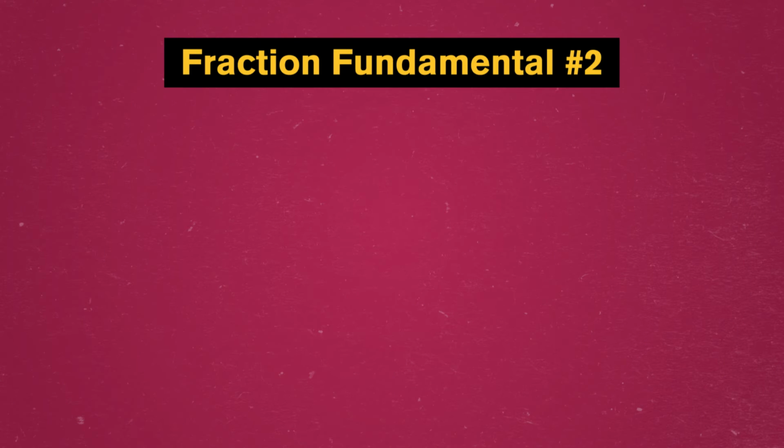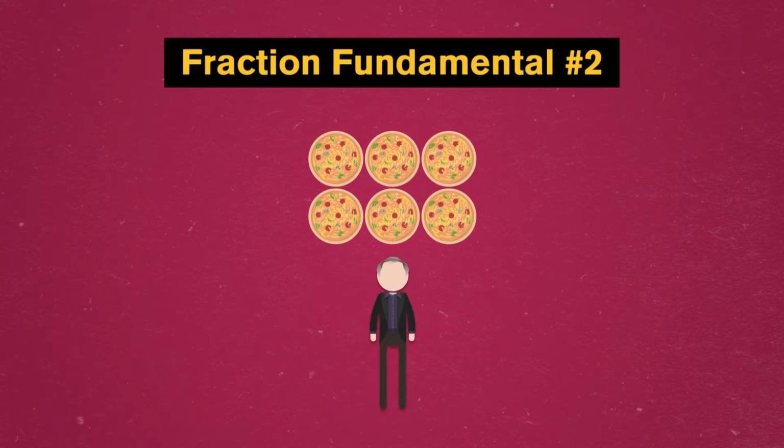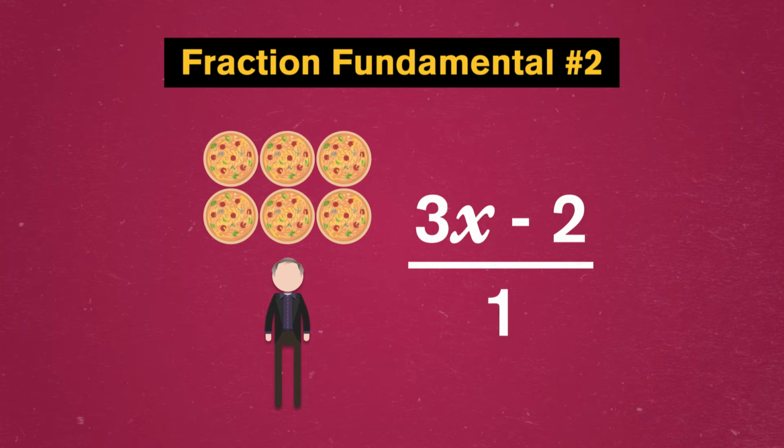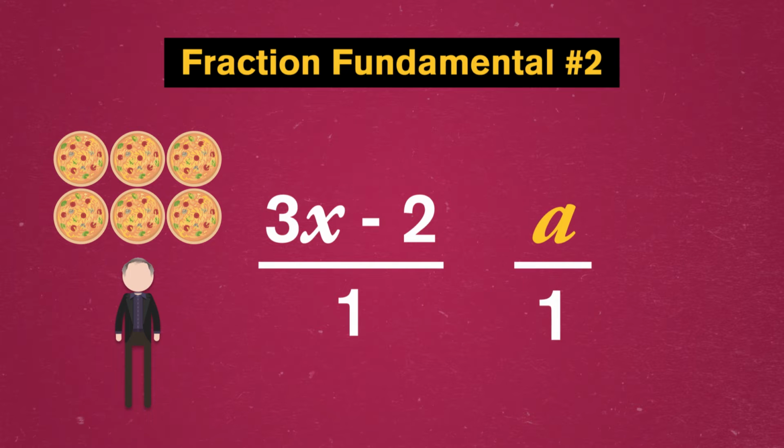Here's fundamental number 2. Let's say I'm less generous about sharing, and I have 6 pizzas for 1 person, namely moi. That makes 6 pizzas per person. Lucky me. So 3x minus 2 pizzas over 1, still all for me, no matter what x is. In general, a over 1 will always be a.